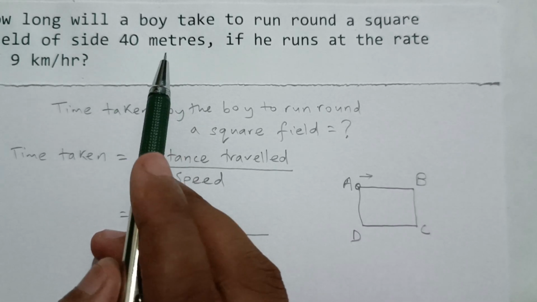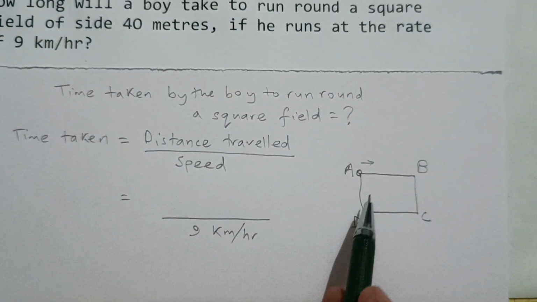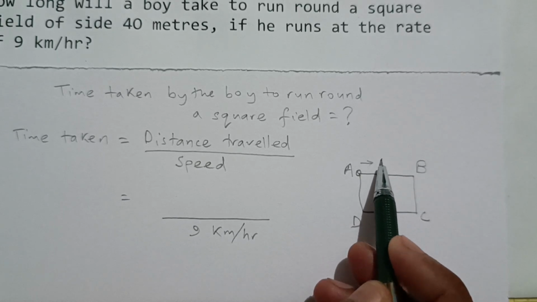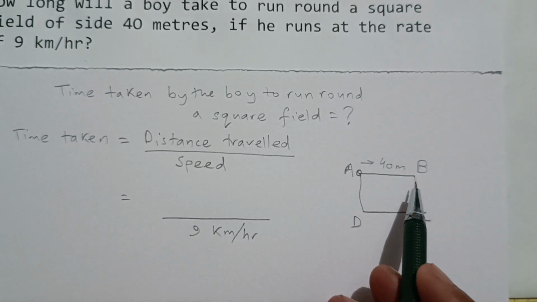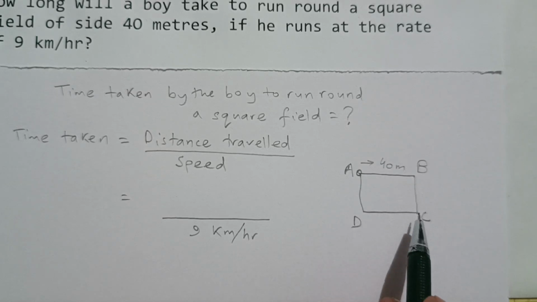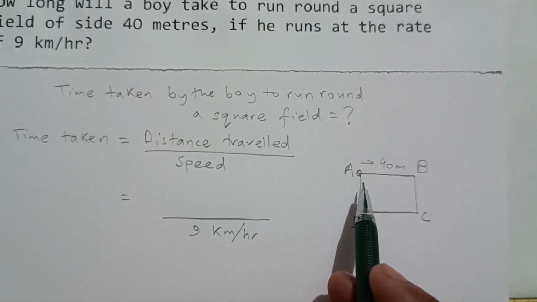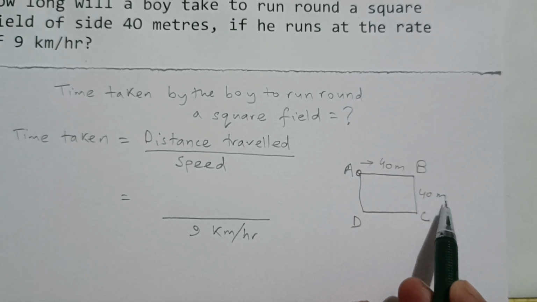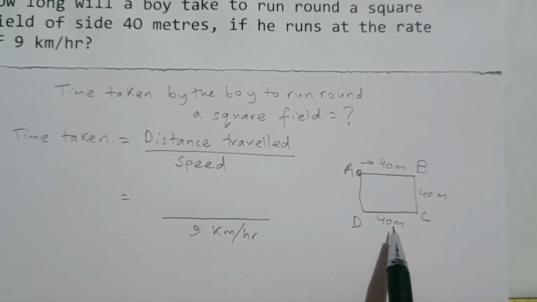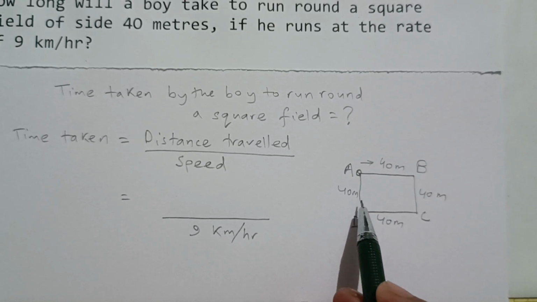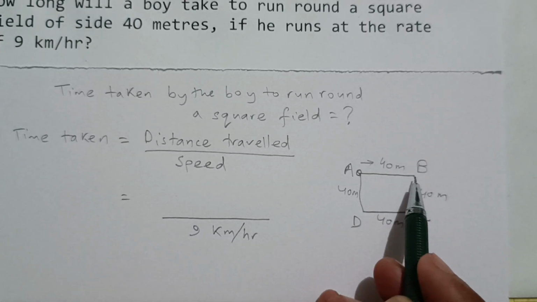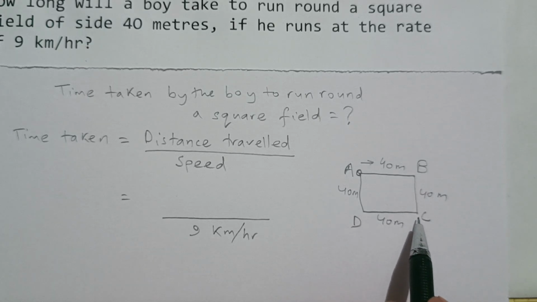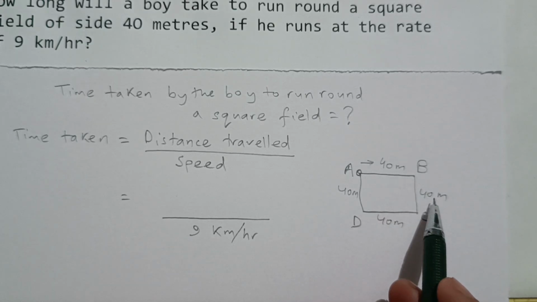So the side of this square field is 40 meters. So this distance AB is 40 meters. Now since it is a square field, we know that all the four sides of this square field will be same, because square means all the four sides are equal. So AB is 40 meters, BC is also 40 meters, CD is also 40 meters, and DA is also 40 meters. So he is starting from A, first going to B. So distance traveled is 40 meters. Then from B, he will go to C. So another 40 meters. So 40 plus 40, 80.